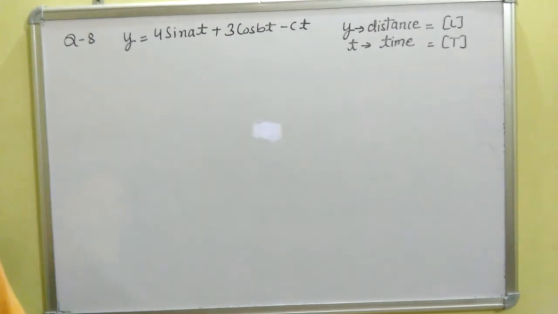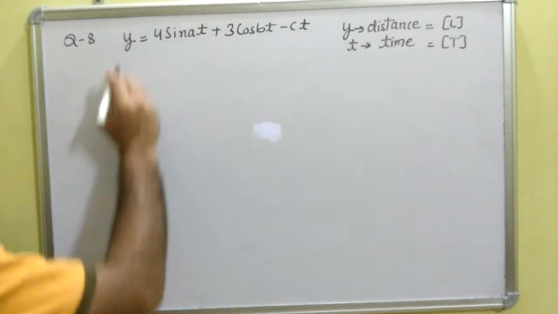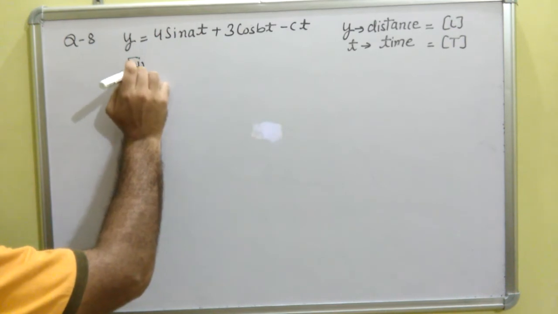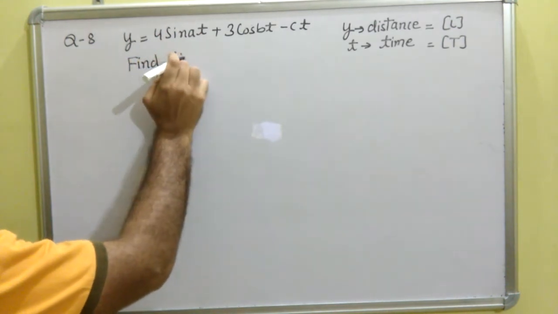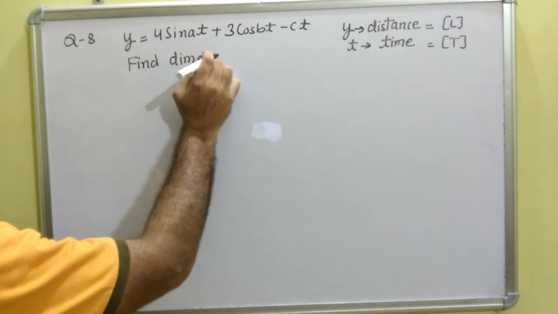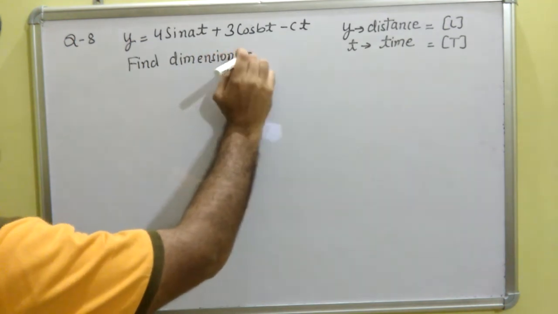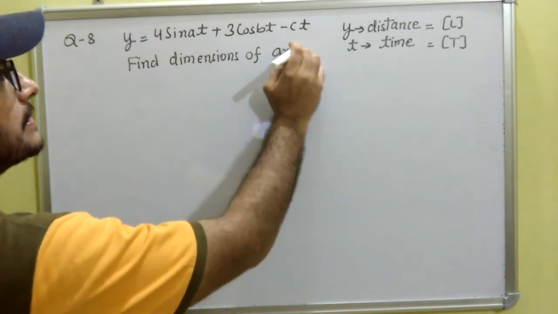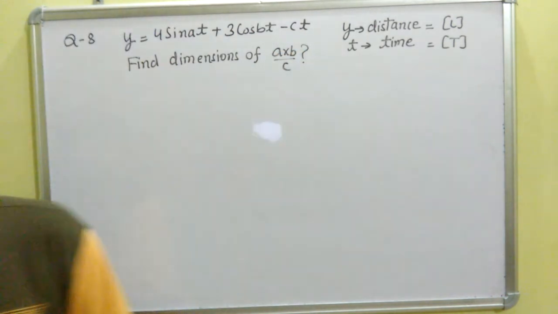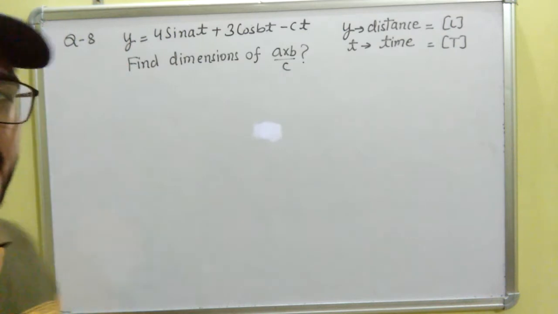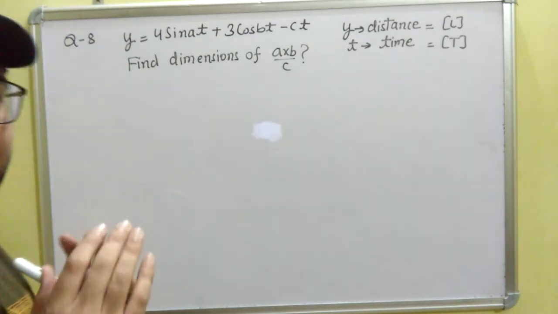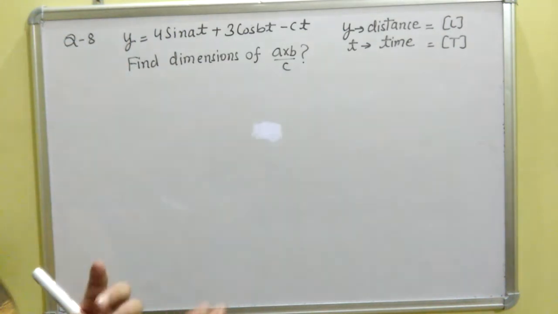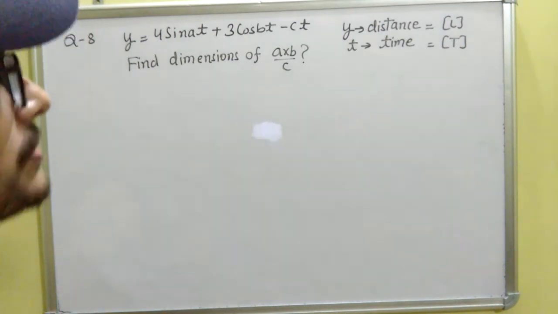Now let's discuss the next question. The question here is: find the dimensions of A multiplied by B divided by C. This one you need to calculate over here. Okay. Now this is a different question, a slightly different variety of questions on principle of homogeneity.